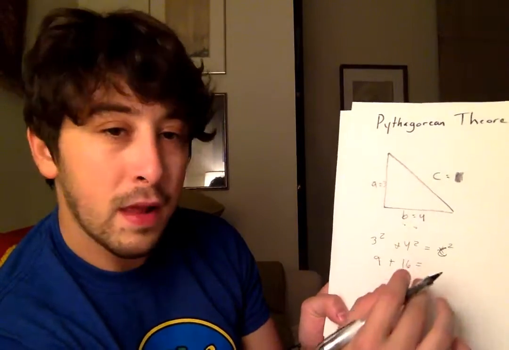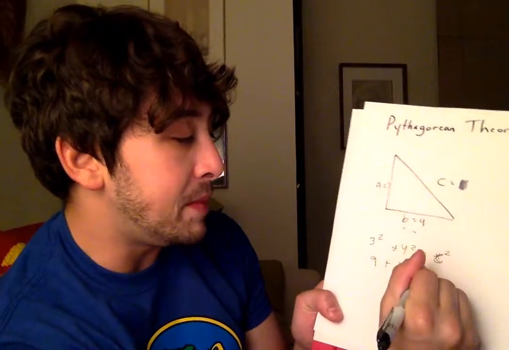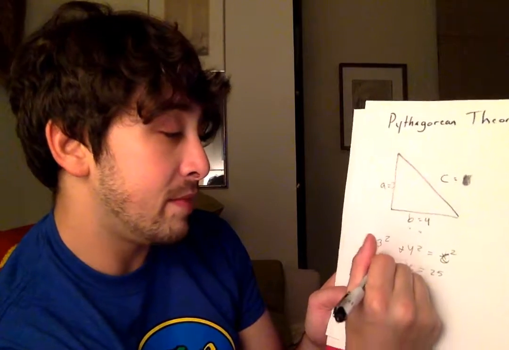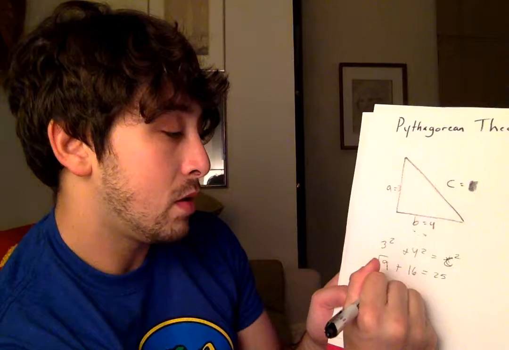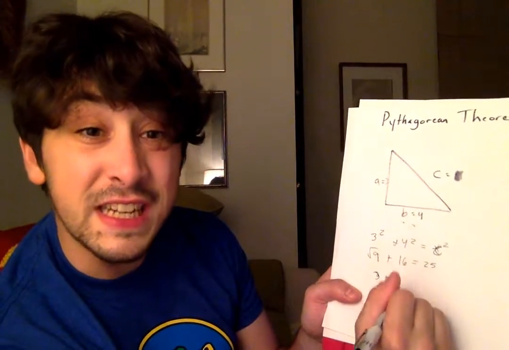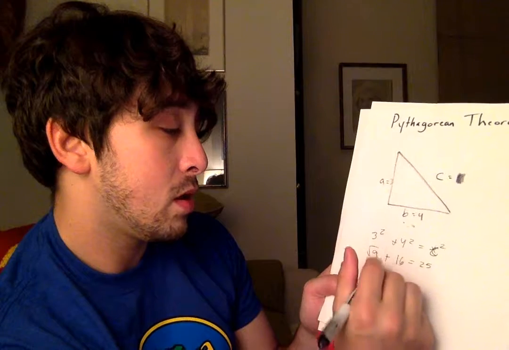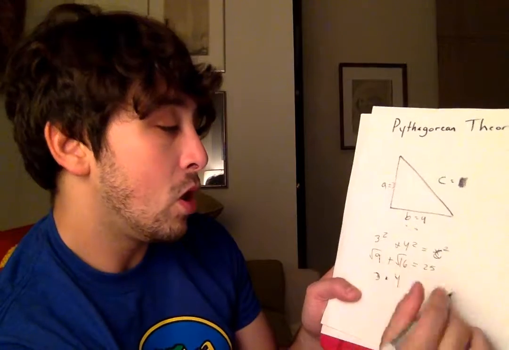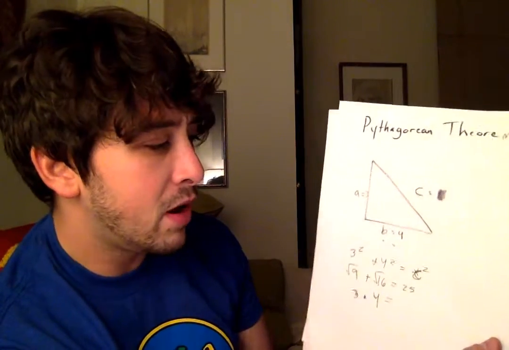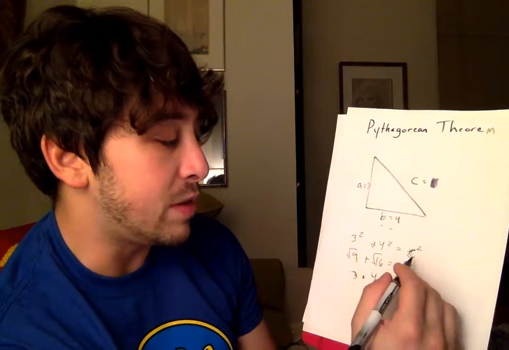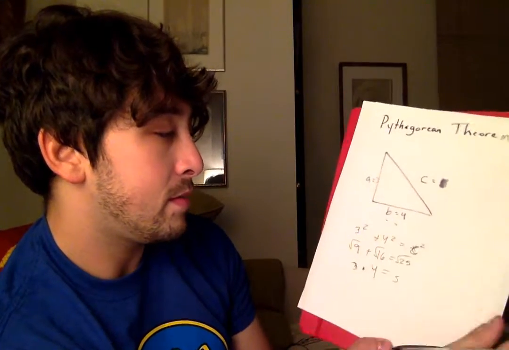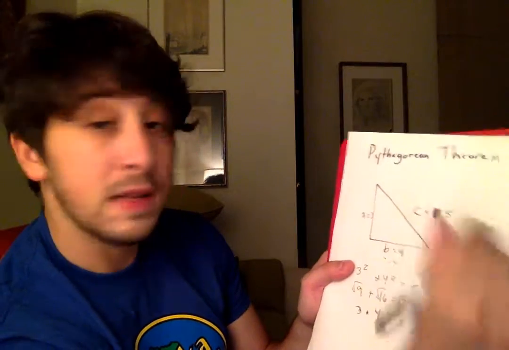So C squared, in this case, is going to be 25. Now, since we know that the square root of 9 is 3, and the square root of 16 is 4, now all we have to do is take the square root of the value of C squared. So we know in this case that the square root of 25 is just 5. So C is equal to 5.